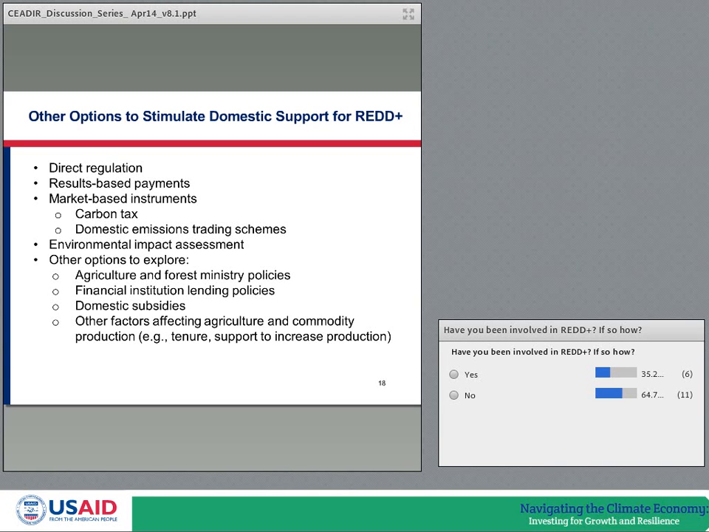And our conclusion from this is direct regulation, meaning basic laws in place to say, well, you need to stop land clearing, you need to control and have an understanding of what's going on in your landscape.